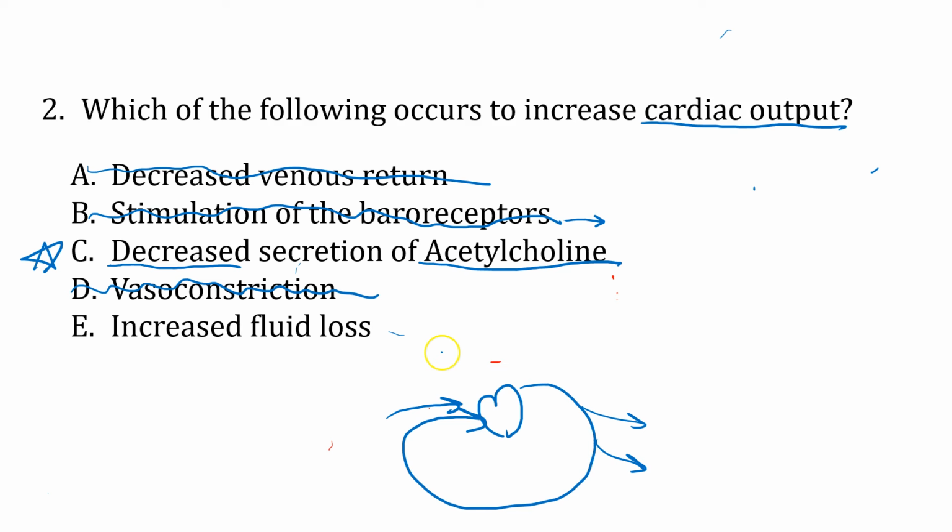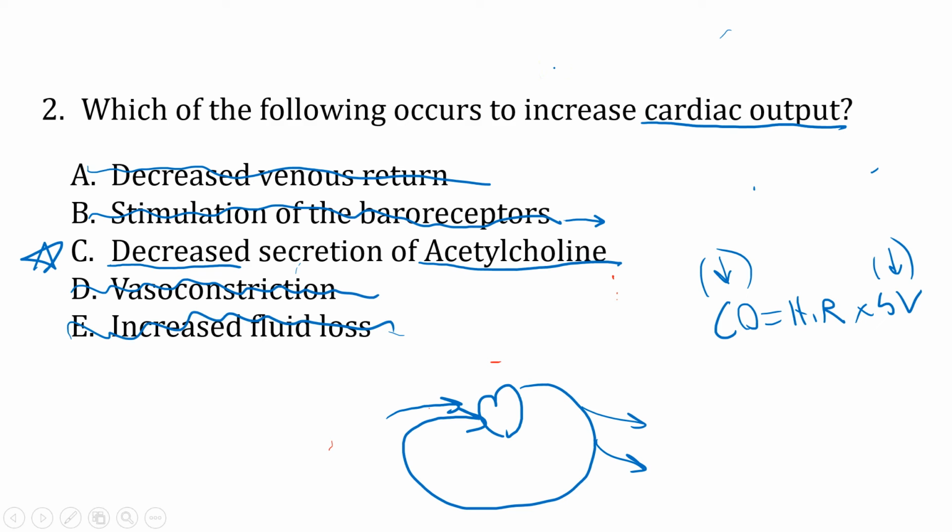which means it's not going to have as much preload pressure, which means the contractility is not going to be as efficient, which means your stroke volume is going to decrease. And if you decrease the stroke volume, holding all else equal, you decrease the cardiac output. So we would not think that this is going to increase cardiac output.